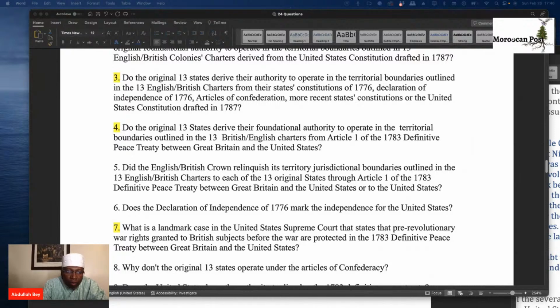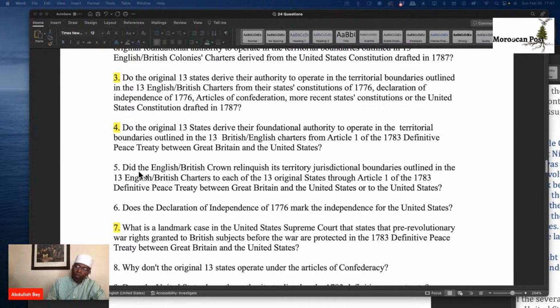Number 4. Do the original 13 states derive their foundational authority to operate in the territorial boundaries outlined in the 13 British/English charters from Article 1 of the 1783 Definitive Peace Treaty between Great Britain and the United States? Yes. I reworded it a certain way so as to get people to think, because people think that they derived their authority from the Declaration of Independence. Others think it's from the United States Constitution. Don't forget about British sovereignty. Don't forget about the Definitive Peace Treaty.